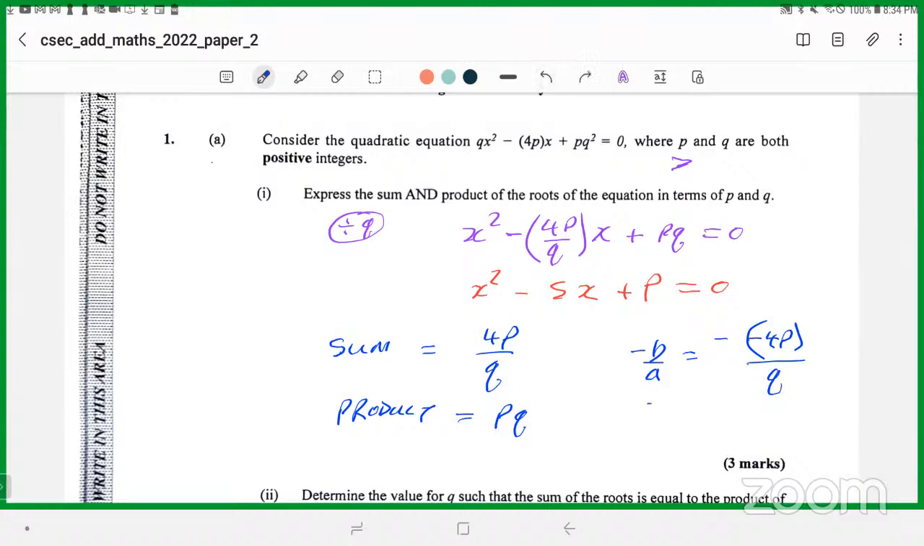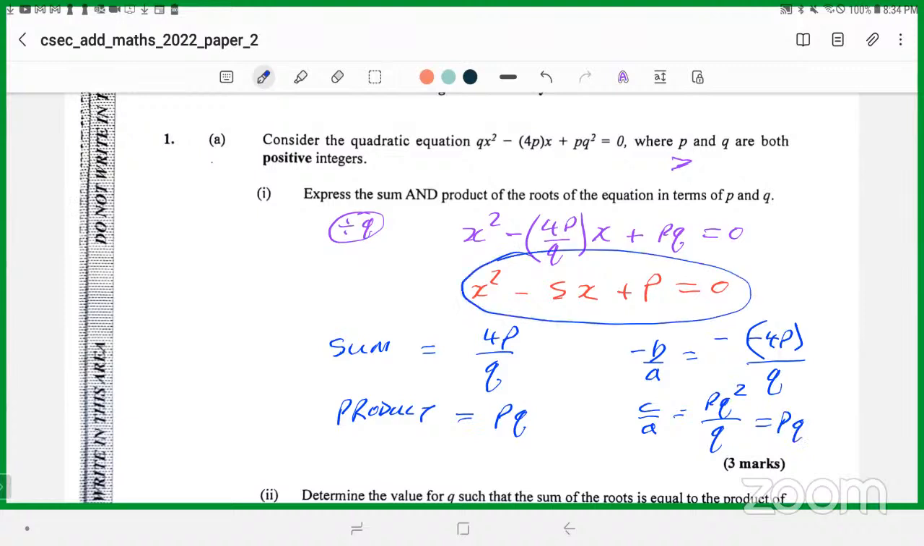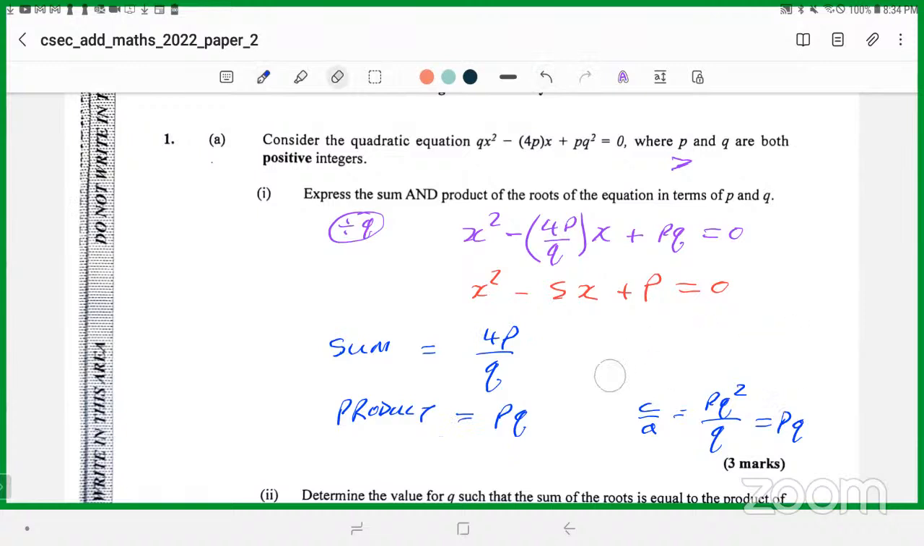And then the product will be c over a, which is pq squared over q, which is a, which will become pq. All right, but by putting it in that format, we can just write this. I think I would prefer it that way this time. So once the equation starts to look like this for me, I'm going to work with it.